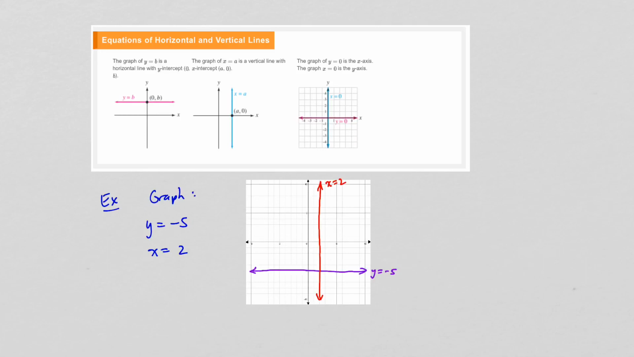Okay, time for you to get some practice. That's it for sections 2.1 and 2.2.